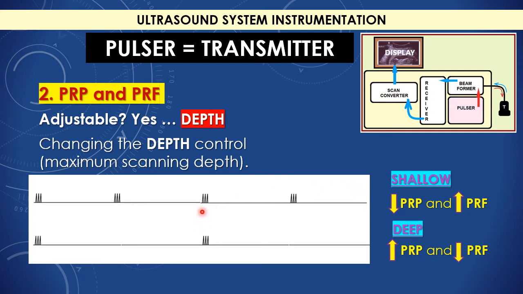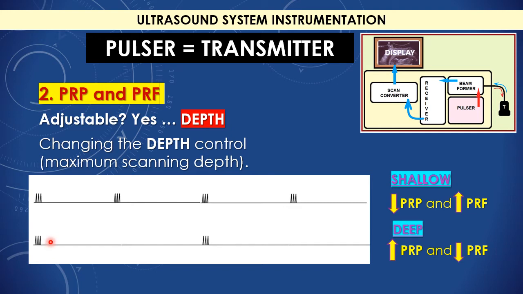What if I'm going deeper? I was scanning, for example, 7 centimeter, and I need to go deeper. So what happened? I go from 7 to 15, for example. I'm elongating the listening time. I need to listen longer because I'm scanning deeper. Scanning deeper, I need to listen longer.